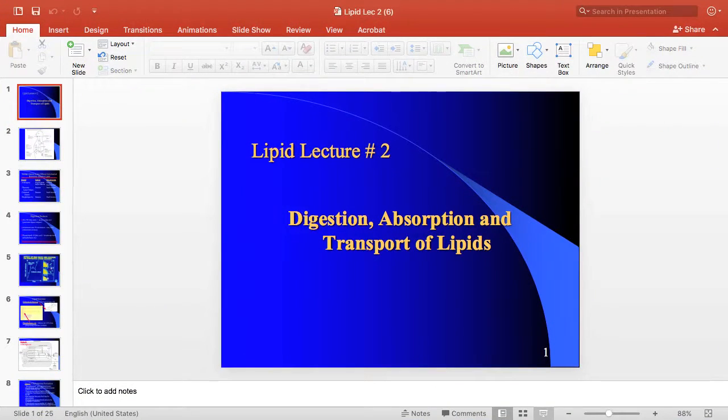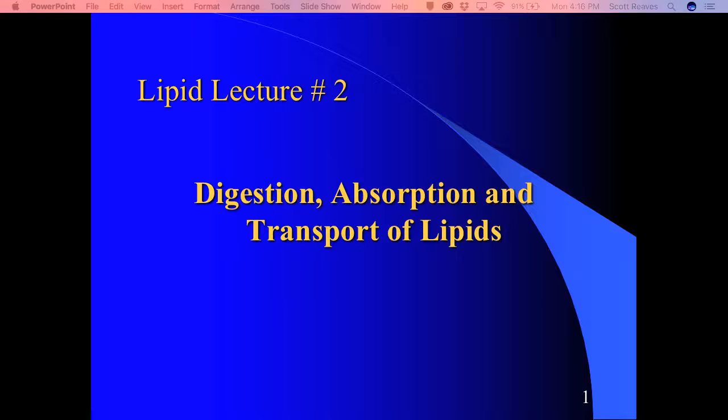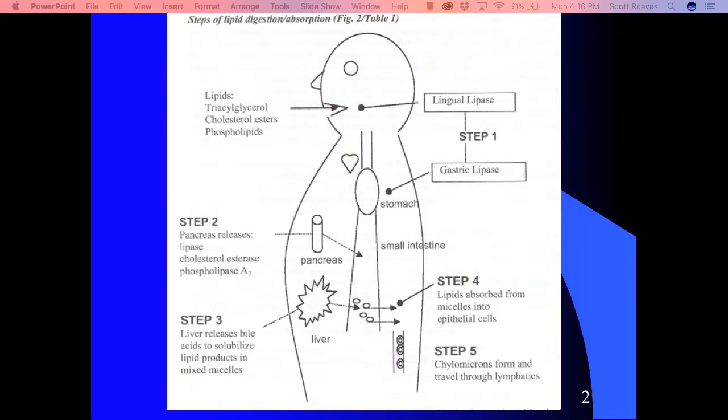So this will be lipid lecture 2. And we're going to go through kind of a diagram, and I'll plug in notes for this. This is a very complicated structure diagram showing perfect anatomical positioning of all the organs, or not. I mean, you can see the liver's down here, right around the colon. That's probably not good. But we're going to go through, see there's 5 steps on there.